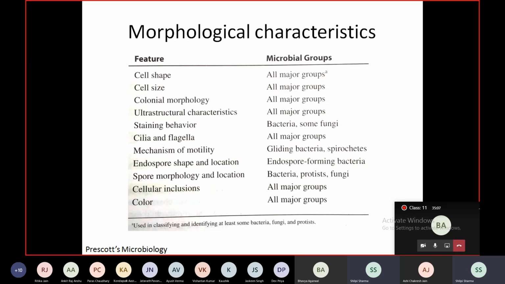I've taken this directly from Prescott. Here is a list of some morphological characters which are used in phenetic classification. For example, starting from cell shape, cell size, to what kind of appendages, the mechanism of motility, color, and whether or not it has an endospore. These are some of the morphological characteristics.